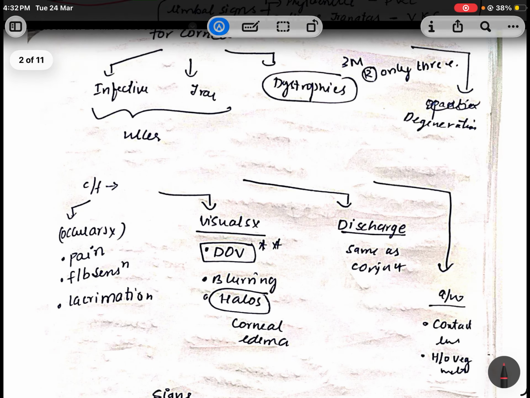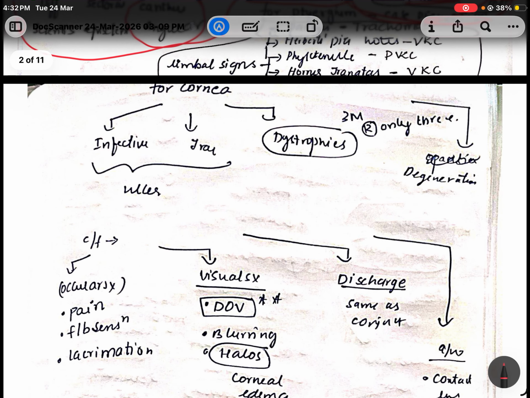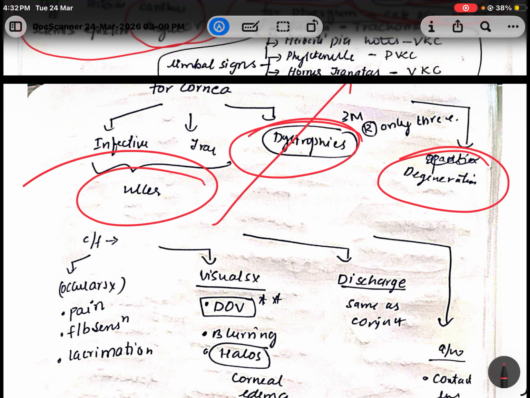Then coming to the second part, that is the cornea. There are only 3 diseases which you have to know: ulcer, dystrophies and degeneration. Forget dystrophies for your board exams. If you are keen on knowing things, you can remember 3 dystrophies for your sake. Then, degeneration is equal to what? Keratoconus. And degeneration is not equal to dystrophy, something which I would like to highlight.